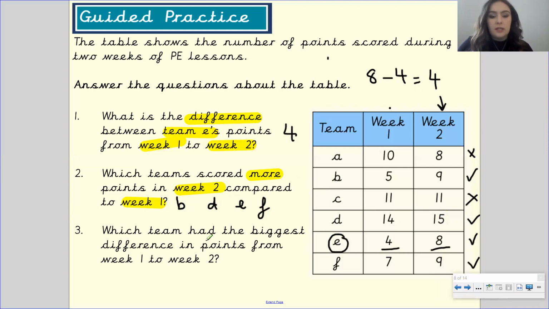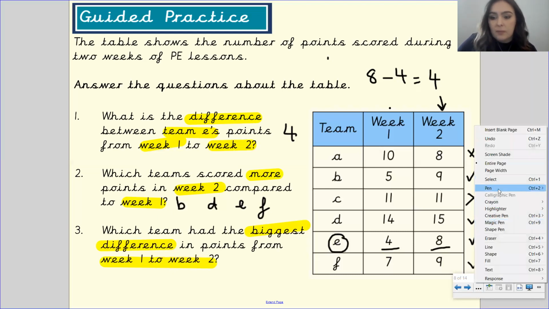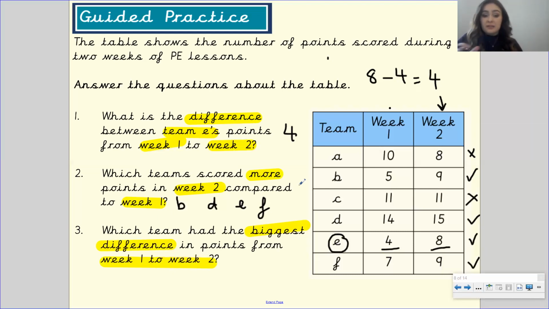So, which team had the biggest difference in points from week 1 to week 2? So this question is asking us to find out the team that had scored the biggest difference in points from week 1 to week 2. So what we need to do here is go through each team and find the difference. So let's have a look at Team A.